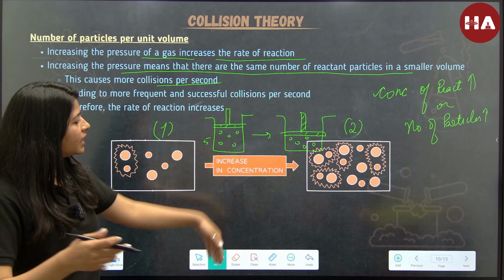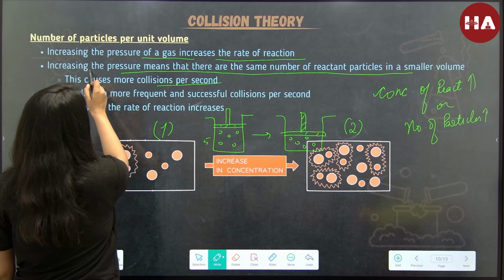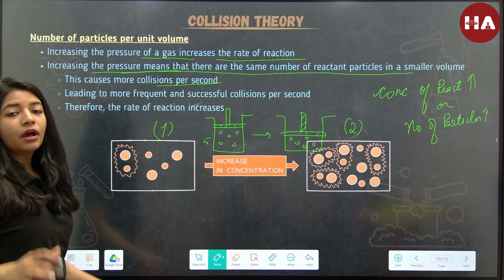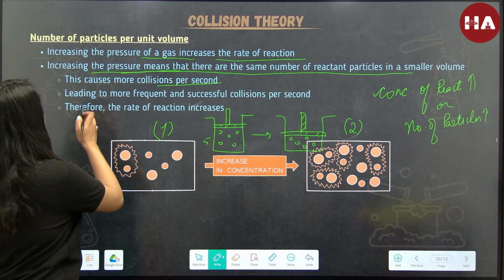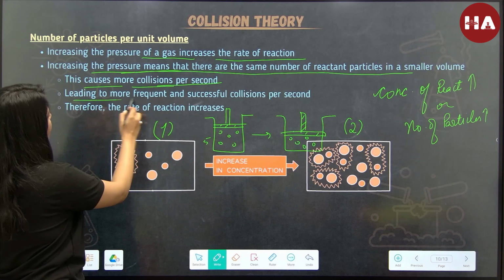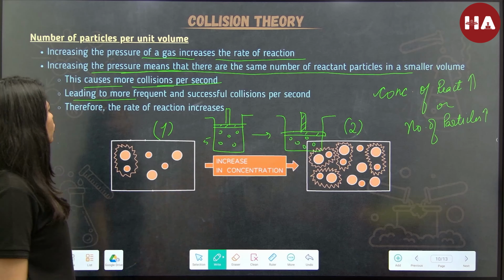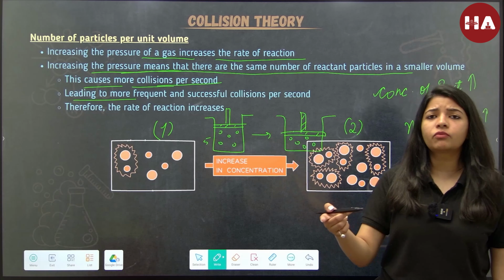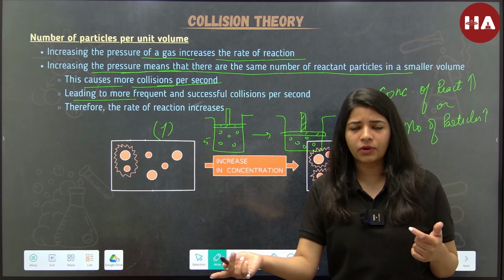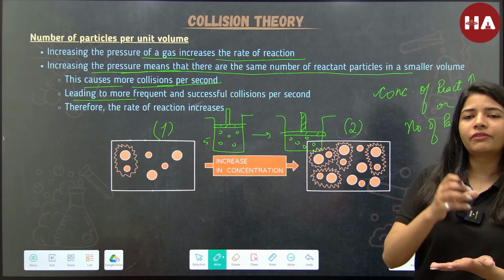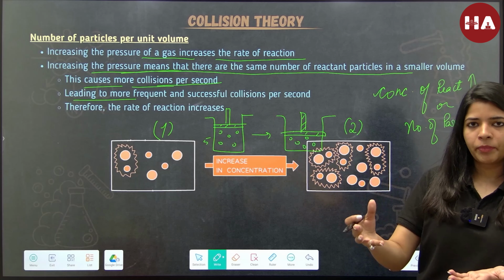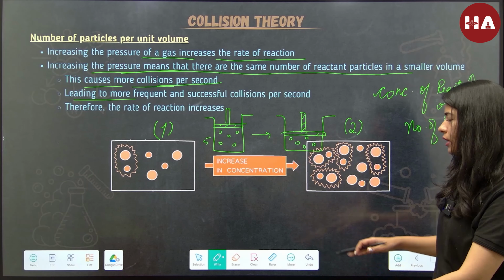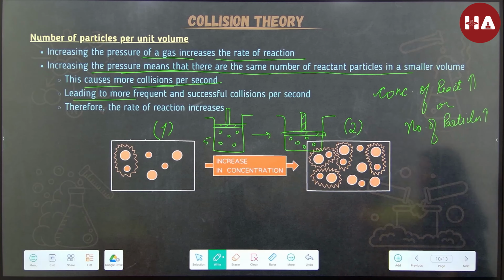So if we increase the pressure and the number of particles remains the same but in a smaller volume, this causes more collisions per second, leading to more frequent and successful collisions per second. Therefore, the rate of the reaction increases. Rate of the reaction increases means speed of the reaction increases. The reaction will take place faster, or it will take less time for reactants to convert into product. If you wish to note this, please.